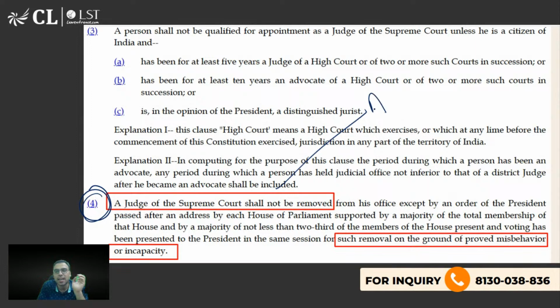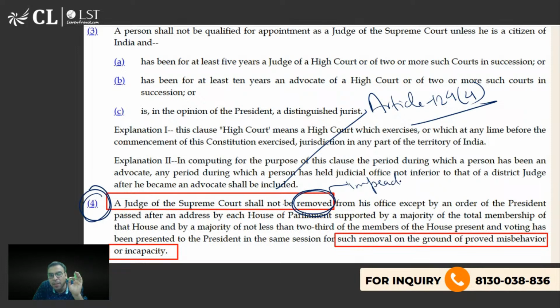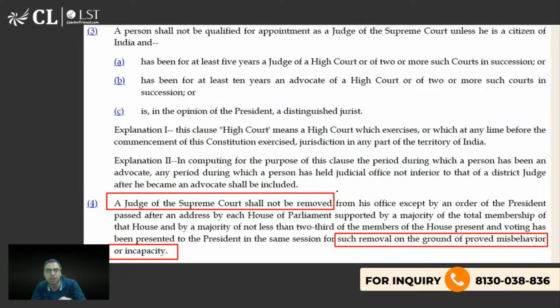So you should remember Article 124 clause 4 talks about removal of a Supreme Court judge. है ना? A judge of the Supreme Court shall not be removed. देखो यहाँ पे word impeach नहीं लिखा है. Are you seeing it? The word impeachment is not mentioned here. So although the newspaper articles write these words, impeachment motion for Supreme Court judge or something like that, but you should know that it is not technically correct to use the word impeachment. Rather, we should use the word removal. Okay? Because that is what the word is mentioned.